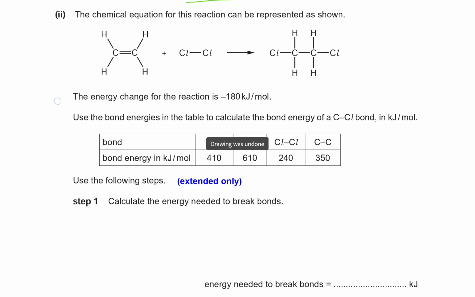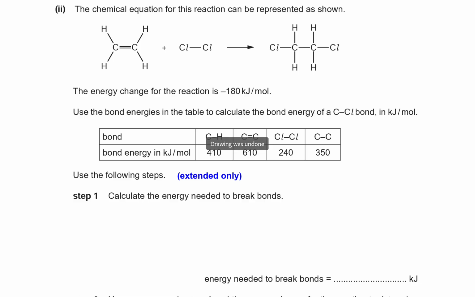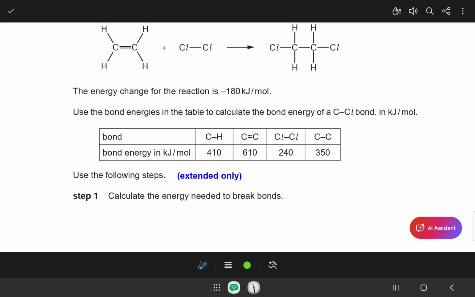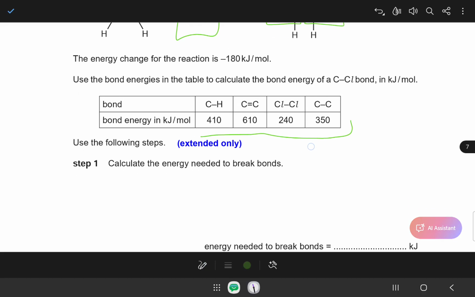Use the bond energies in the table to calculate the bond energy of the C-Cl bond in kJ/mol. So they give us this table of bond energies, and they'll always give this, but they didn't give it for C-Cl. So they did not give for this, and we have to find that out using what we have here.